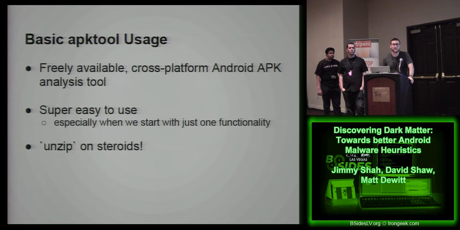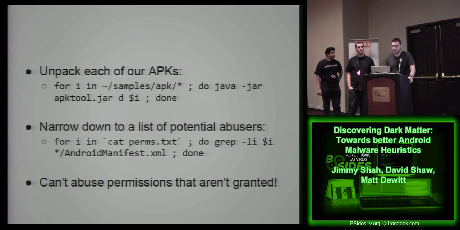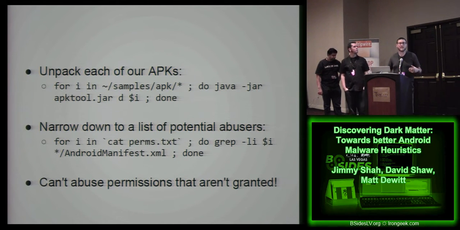It's really easy to use because we're pretty much only using one function there, the decompile function, to take an APK and break it down into its components. So basically, we're just using it as unzip on steroids. So knowing that, we can actually go ahead and go through our directory, and again, these lines are on the net afterwards. So for each element in our APK directory, we run the Java jar apktool.jar with the decompile command for that element, and that yields a bunch of directories of decompiled APKs.